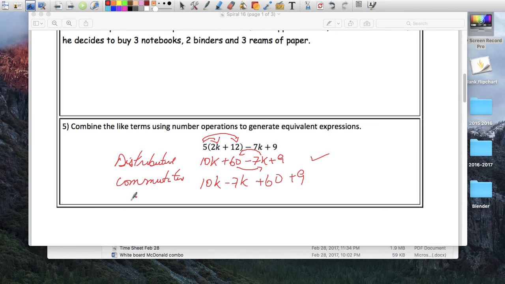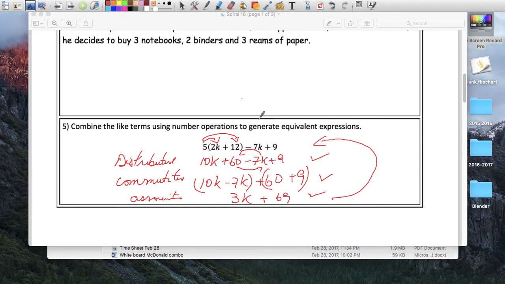Now the associative property will allow us to group these two and then combine, and group these two and combine. So here I'm going to get 3k plus 69. That's my final answer. So at the same time as we combine the like terms, we create 3 different expressions. And even this last one, they all have the same meaning as that first one. Okay?